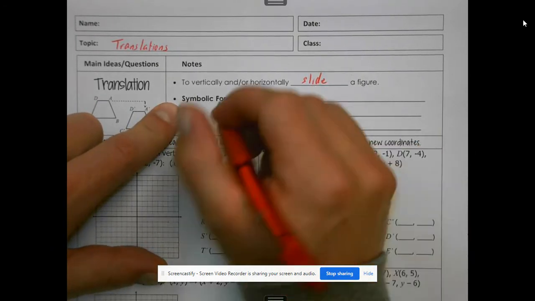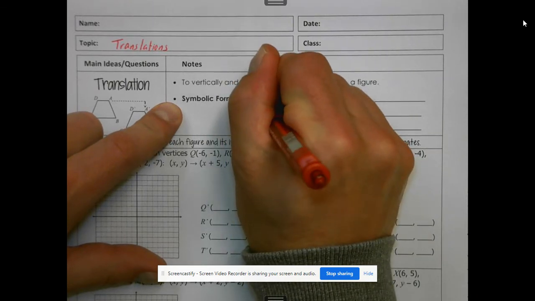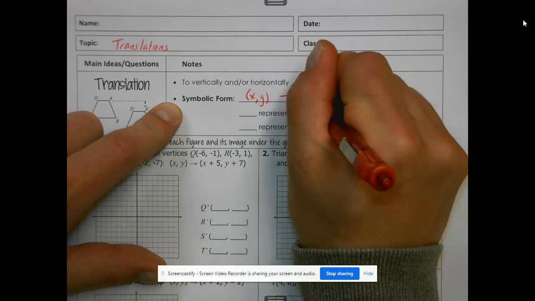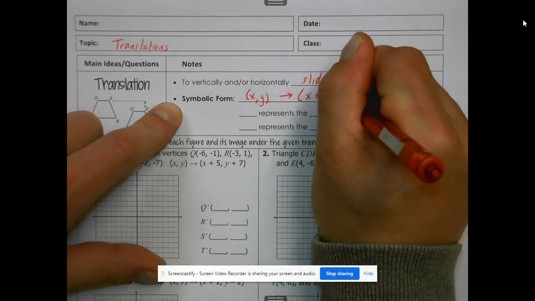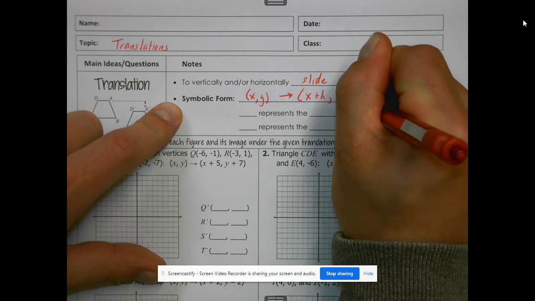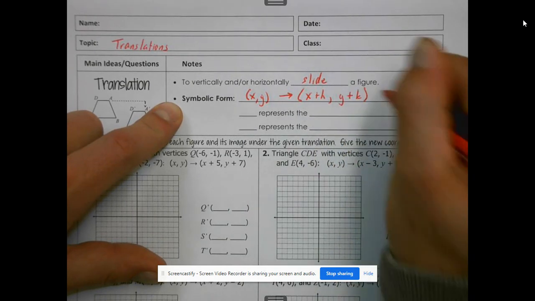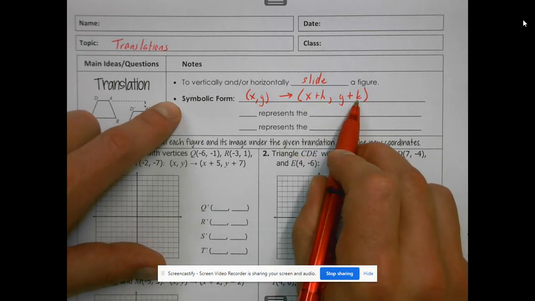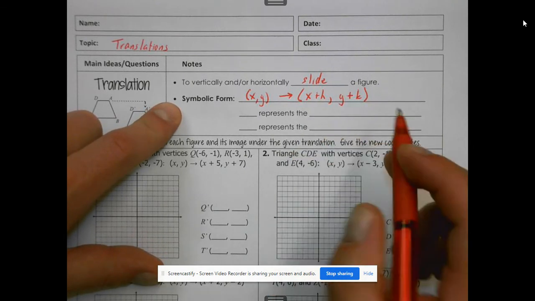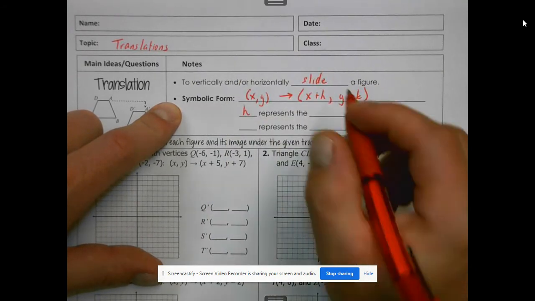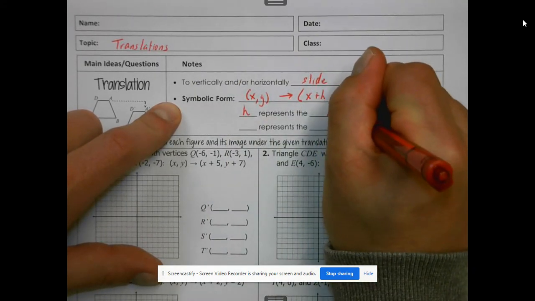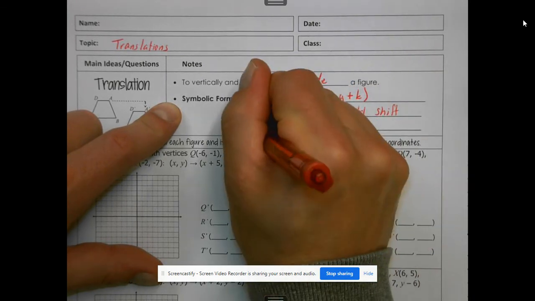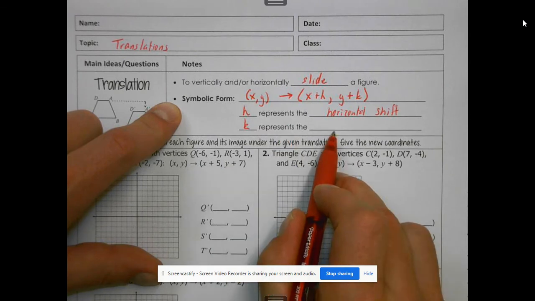In symbolic form, you take your ordered pair (x, y), and we're either going to add or subtract something to the x's, and we're going to do the same thing for the y's. They like to use an h for what you're going to add or subtract to the x's, and they're going to use a k for what you're going to add or subtract from the y's. The h represents the horizontal shift, and the k represents the vertical shift.